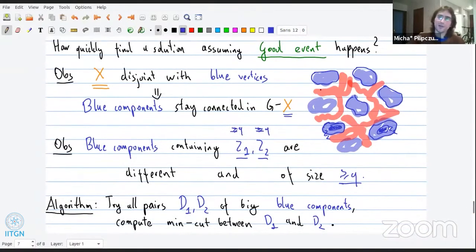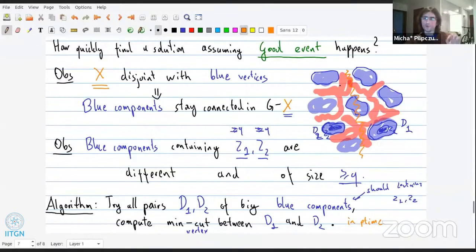So now comes the algorithm. I look through all possible pairs of blue components, say D1 and D2. So in a sense, by trying all possibilities, I guess the two blue components that should contain Z1 and Z2. And if I identify this D1 and D2 by trying all possibilities, I just compute a minimum vertex cut between D1 and D2. So I find some minimum separator in the graph that separates D1 from D2. And this I can do using the max-flow min-cut algorithm in polynomial time.